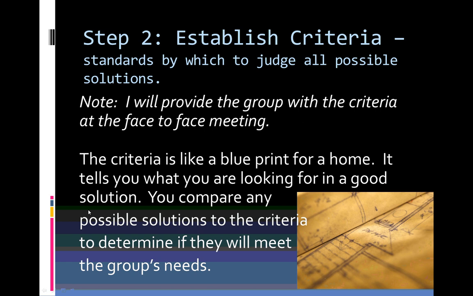The overall example here is that the criteria is like a blueprint for a home. It tells you what you are looking for in a good solution. You compare any possible solutions to the criteria to determine if they will meet the group's needs. So if I was searching to purchase a new home, I would have my list of criteria, perhaps a big yard, a big kitchen, and it needs to cost less than $200,000. That's my blueprint. It's describing for me what my house should look like.